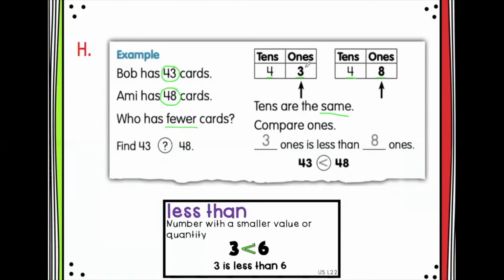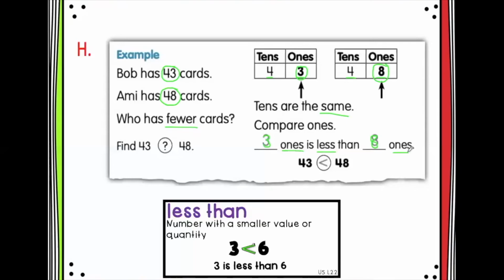So if we look at the number 3 and the number 8, we are going to find which one is less or fewer. If you want to draw a picture to show 3 circles and a picture to show 8 circles, you could see that 3 is less. So 3 ones is less than 8 ones. Now, we need to use a symbol to show that 43 is less than 48.